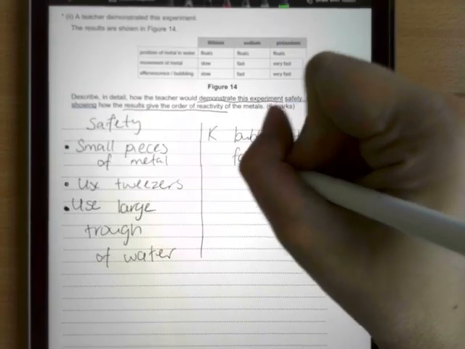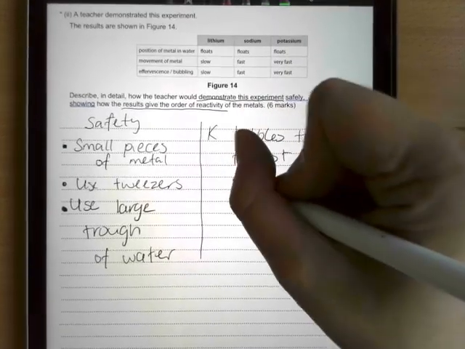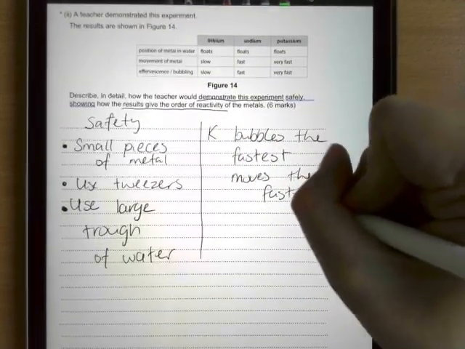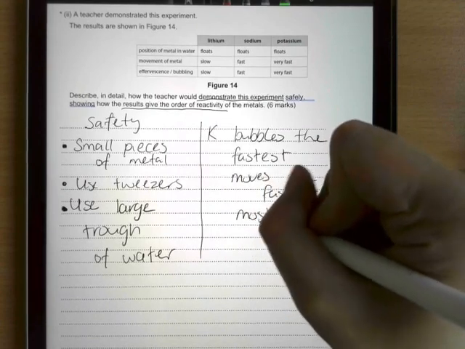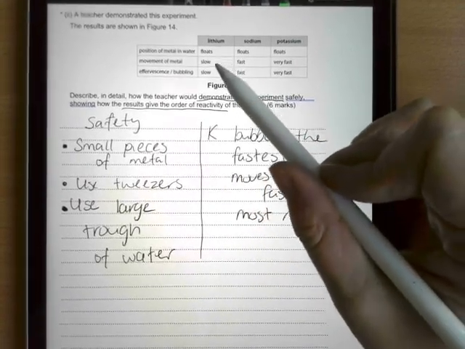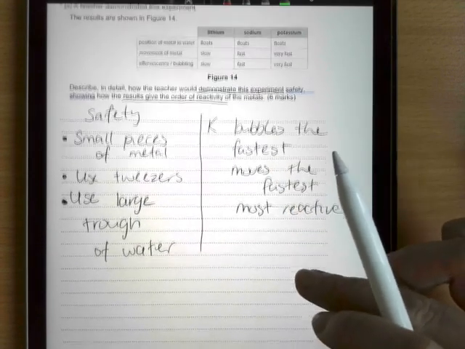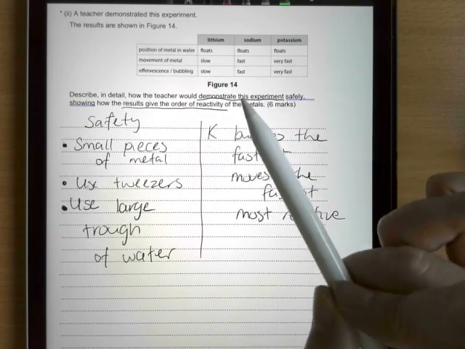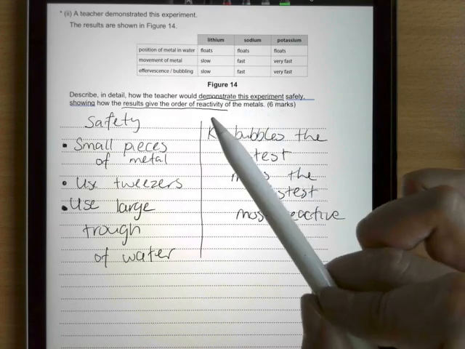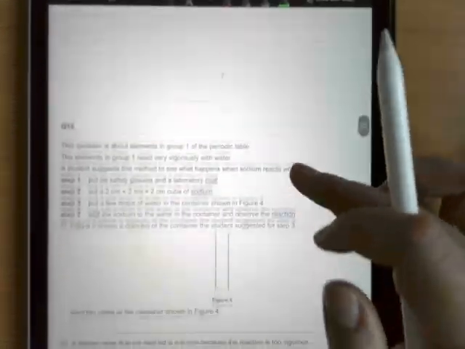Don't say bubbles very fast. You say it's the fastest. It bubbles the fastest. You can also say it moves the fastest. And the reason is because it's the most reactive. You can then say that lithium moves the slowest, bubbles the slowest, therefore it is the least reactive. Okay, if you copy the words straight from the table, you're not going to get the marks. You have to interpret them and link it back to reactivity. Again, the mark scheme will show you every acceptable answer.